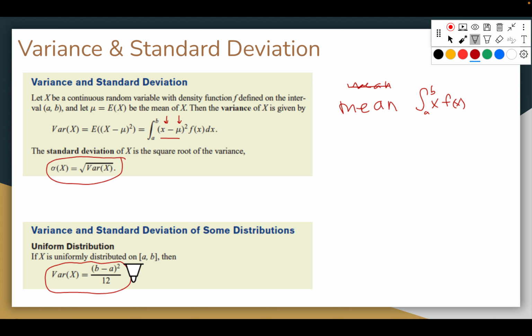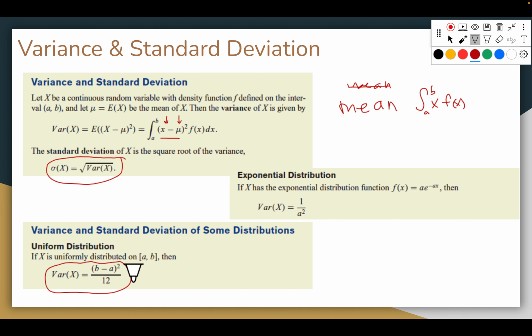And then the exponential distribution also has an easy variance. If you remember, 1 over a is our mean. The variance is just 1 over a squared. So the main thing with an exponential is that you recognize it's an exponential distribution. You're going to be able to come up with the mean, it's 1 over a. The variance, 1 over a squared.